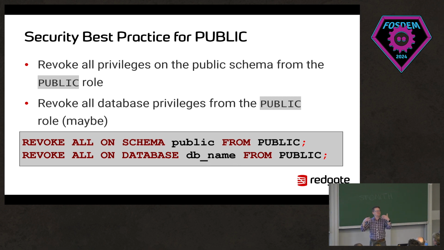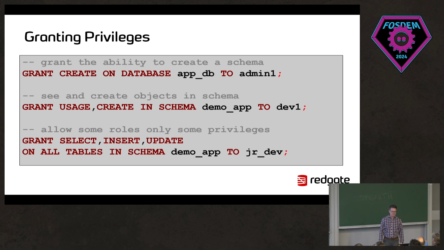If public has connect, then they can connect to that database. And so that allows you, this just means that then you have to be more explicit with every database, every schema, and so forth. All right, you'll find this in a number of blog posts, people talking about security, and especially 2 years ago with Postgres 15, there was a lot of news around this.